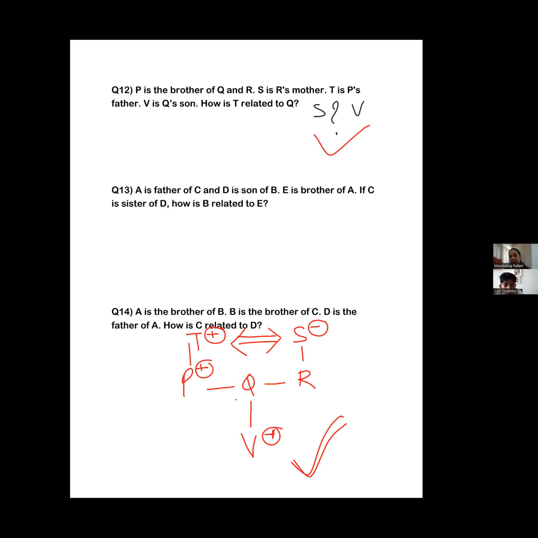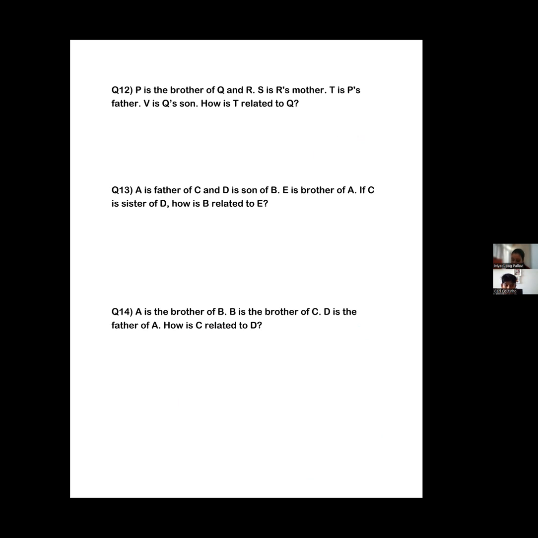S will be... see, whenever there is a gap of two generations, we need not see whether S is given as mother or whatever it is. If there is a gap of two generations, it will be grandmother or grandfather only. Since the gender is also mentioned, S will be the grandmother of V. Got it? So this is how we solve blood relations.